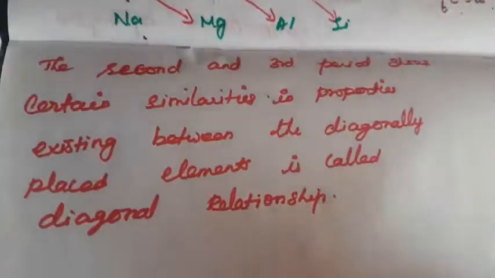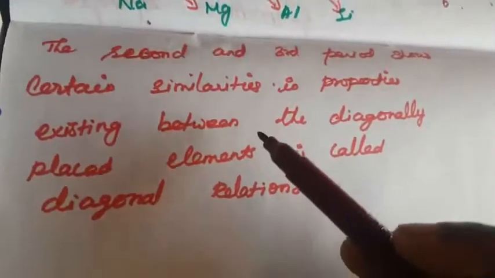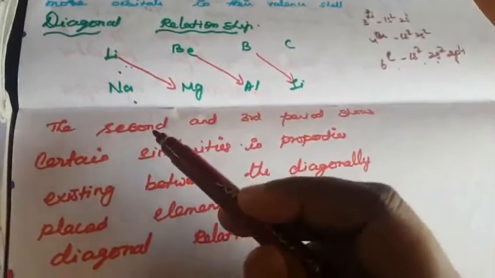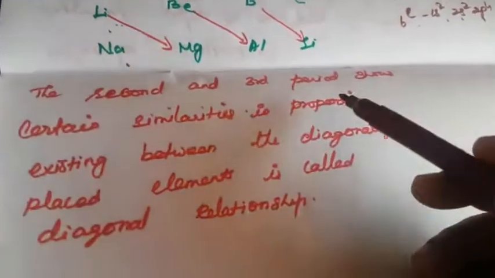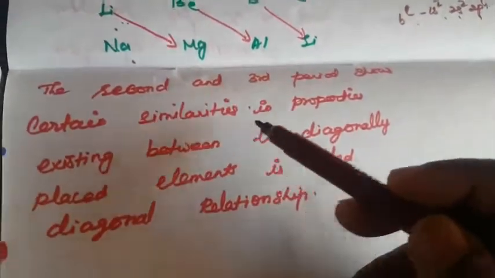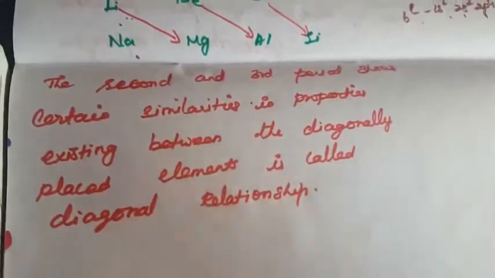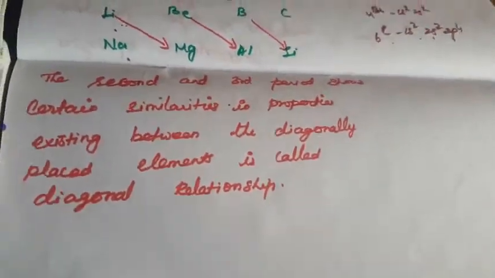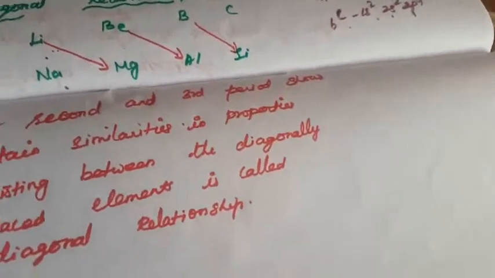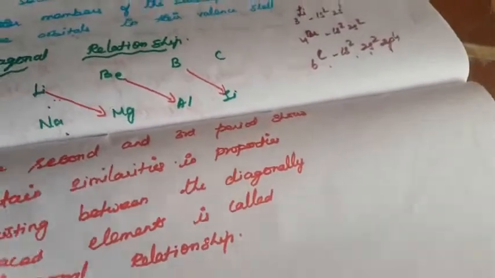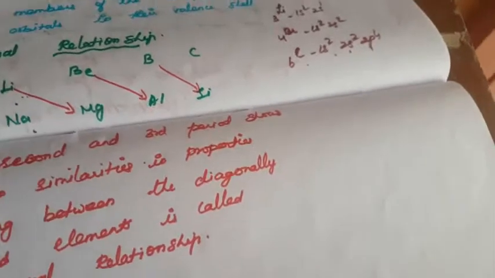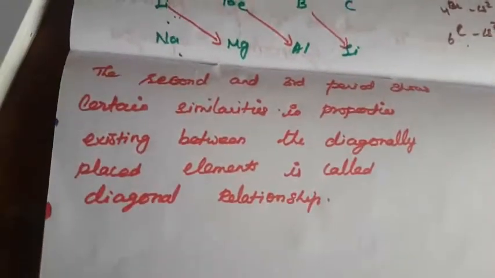This is an important question repeatedly asked in the board exam: what is meant by diagonal relationship? It is a 2 mark question. The second and third periods show certain similarities in properties existing between the diagonally placed elements, called diagonal relationship. These are the anomalous properties and the diagonal relationship in the periodic table.